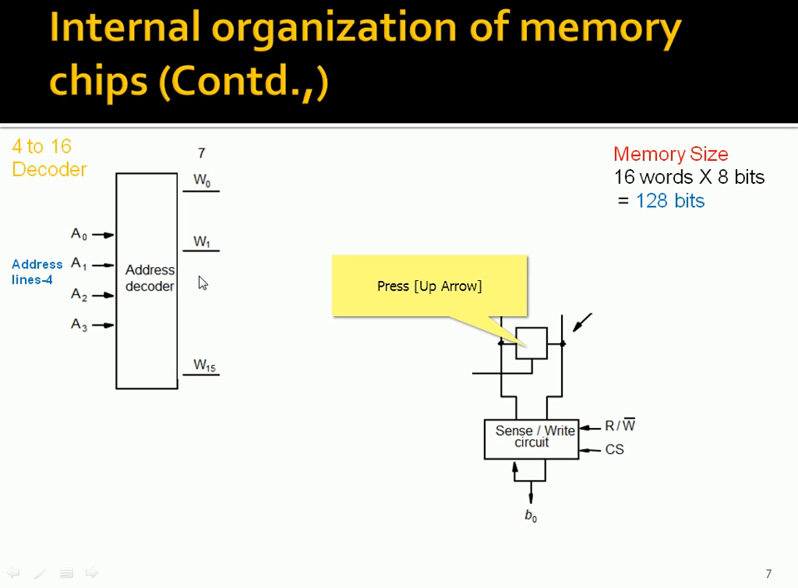This is attached to one more rectangular shape, the sense or write circuit. This sense or write circuit will read the information present in the cell, and it also writes information into the cell: reading from the cell and writing into the cell. For this, we have a chip select and read/write signal. What is chip select? A large amount of memory can be built with the help of small chips, because huge chips may not be available.